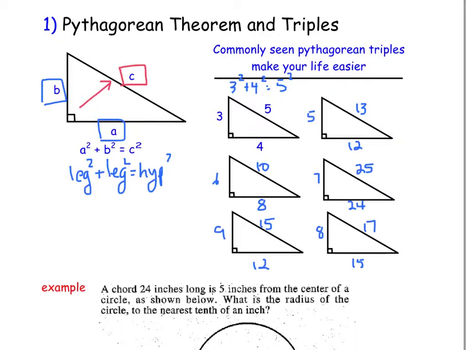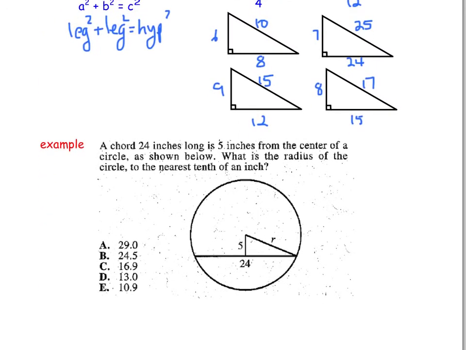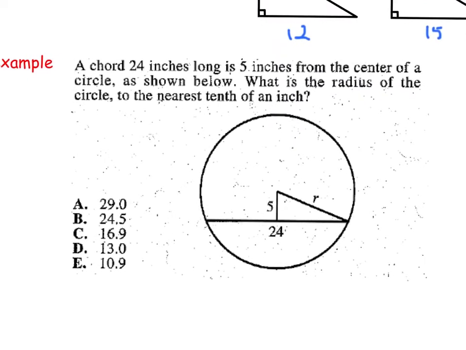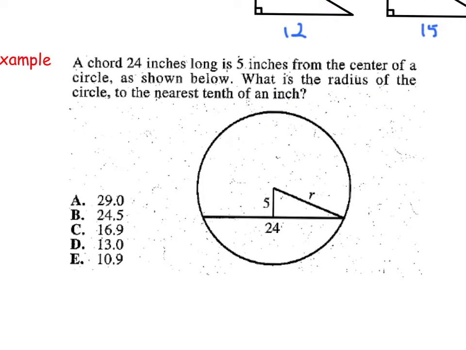So looking at a problem that involves the Pythagorean Theorem, here we have a chord 24 inches long, 5 inches from the center of a circle, as shown below. What is the radius of the circle to the nearest tenth of an inch? So looking at this picture, if you're talking about the distance from a center to a line, it's got to be a right angle. So therefore that 5 and the chord that is 24 make a right angle. So I'm working with the Pythagorean Theorem.